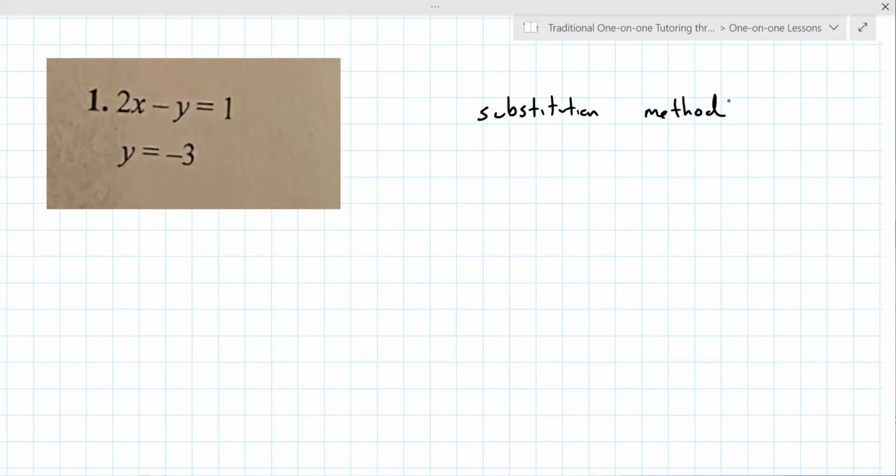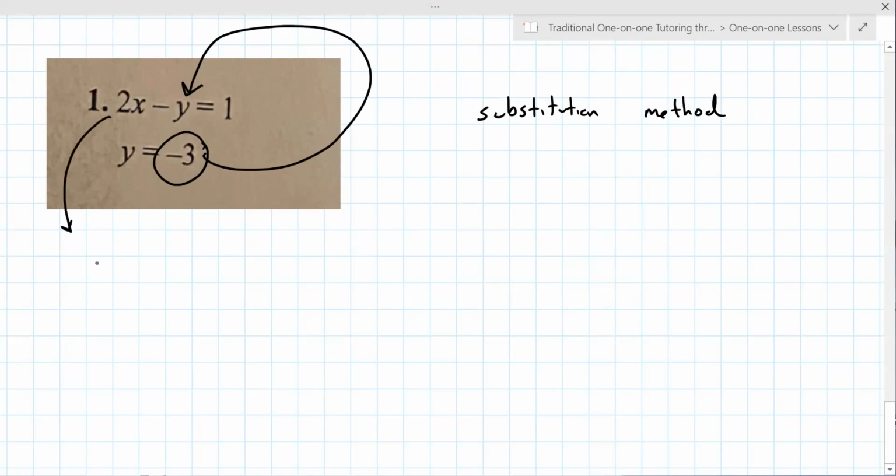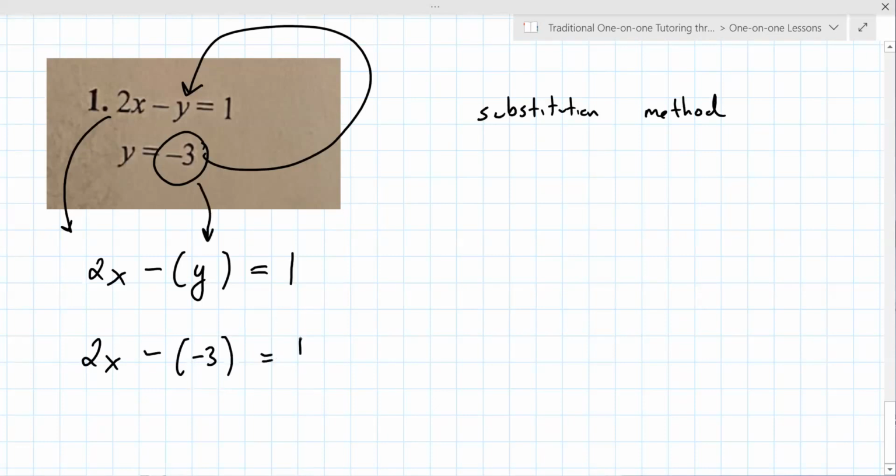All right, sounds good. So the substitution method means you take something from one equation, in this case the -3, and you put it back into the other, therefore substituting. So I'm going to rewrite the first equation just slightly. I'm going to put y in parentheses, because whenever you substitute for a number, you generally want to put it in parentheses. So this -3 is going to go in here for y. Where I wrote y, I'm writing -3. Do you see that?